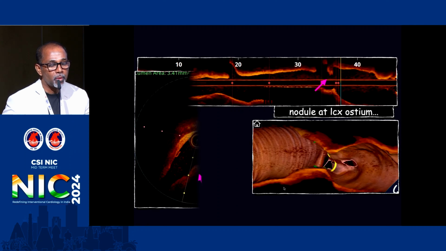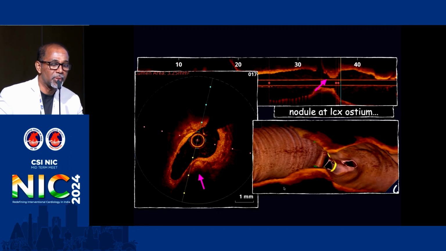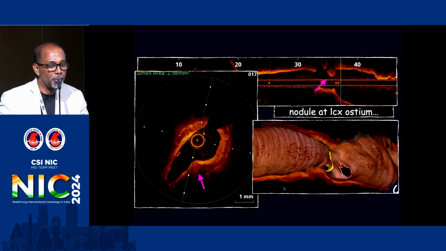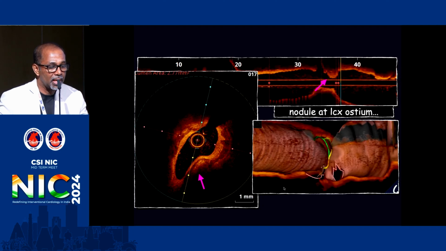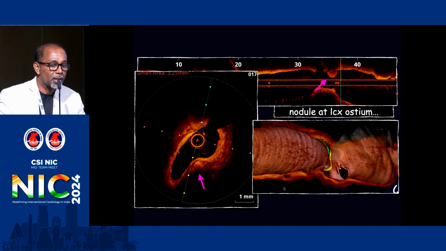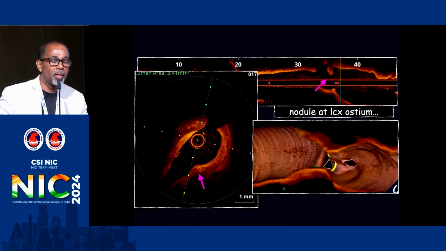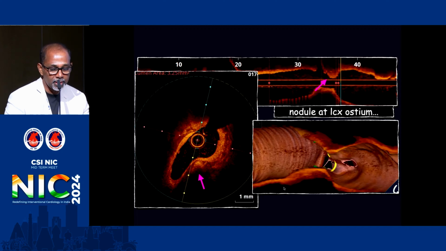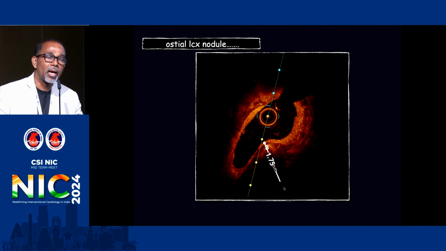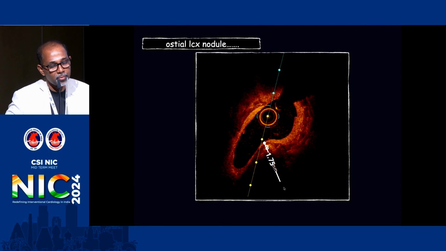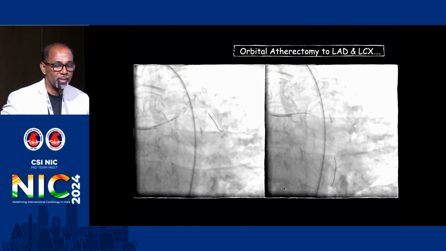So because of that, we thought that in this particular situation, orbital atherectomy would be better. And again, you could see in the last image, the pink arrow points towards the circumflex ostium, wherein you could see a thick nodule right at the ostium of the circumflex. And again, the nodule was almost 1.75 millimeter. So that was a thick nodule at the ostium of the circumflex artery.